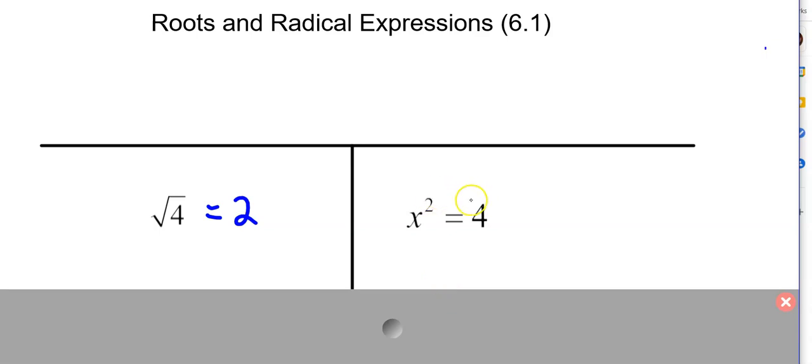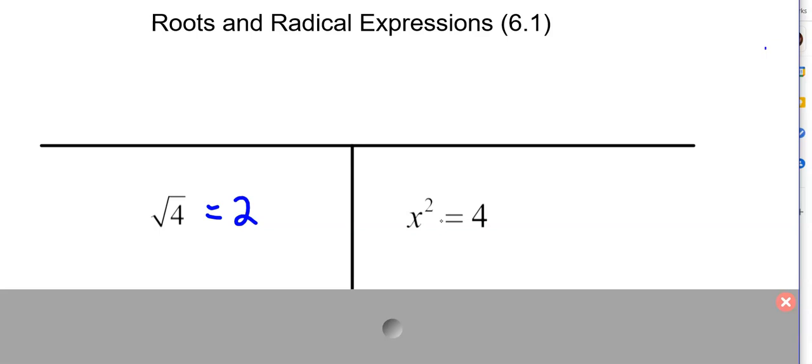This is saying x squared is equal to 4. So you're squaring some number to equal a positive number. Well, when you square a negative, it also equals a positive number. So there's two possible answers for this. You probably already know the two answers, 2 and negative 2.